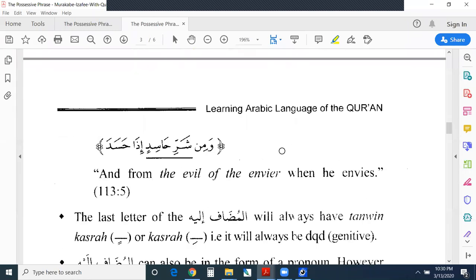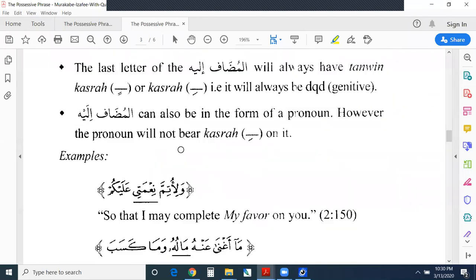Okay, let's look at wa min sharri hasidin idha hasad. Min sharri hasidin idha hasad. Now, when we talk about tanween, are we only talking about the dhamma? No. Kasra and fatha can also be part of the tanween, right? So the examples we did mostly were raf'. So we dealt with the dhamma most of the time. Now look at these ones.